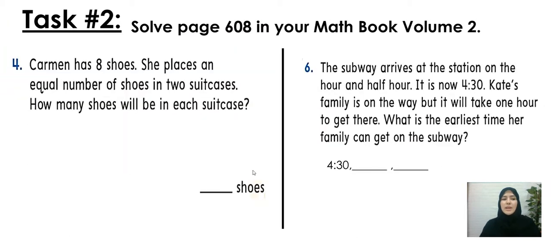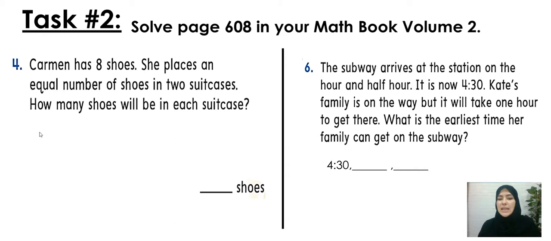Then for task number 2, solve page 608 in your math book volume 2. These are the questions. Number 4 says, Carmen has 8 shoes. She places an equal number of shoes in 2 suitcases. How many shoes will be in each suitcase? Give a little thought there.